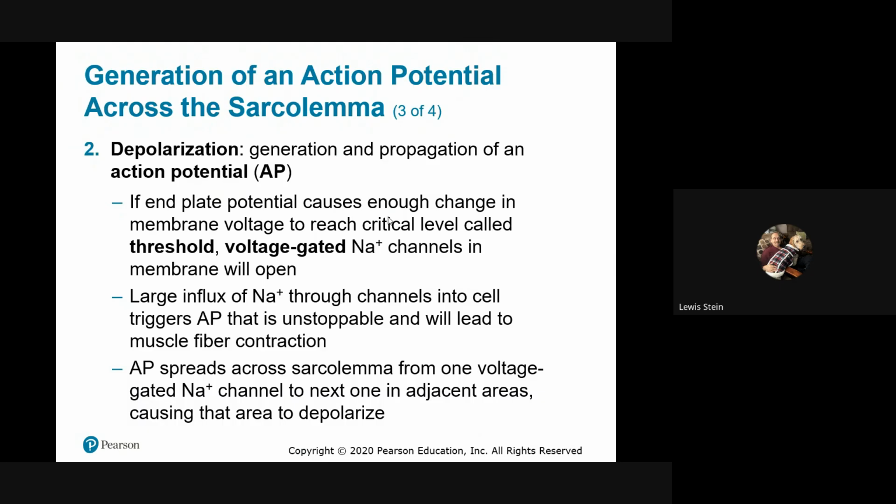At that point, we call it self-amplifying. It just continues. Those channels generate a very large influx of sodium, triggering the action potential that is, dare we say it, unstoppable, and will lead to muscle fiber contraction. The action potential spreads across the entirety of the sarcolemma, from one channel to the next in adjacent areas. So just the very fact that it's changing from positive on the outside and negative on the inside and flipping it induces the next area and the next area. One change induces the next change until it reaches its termination.